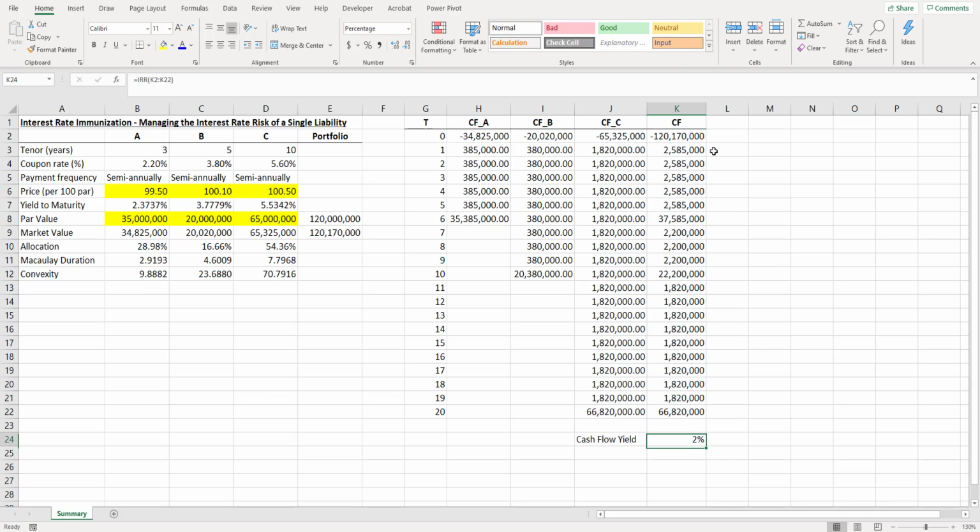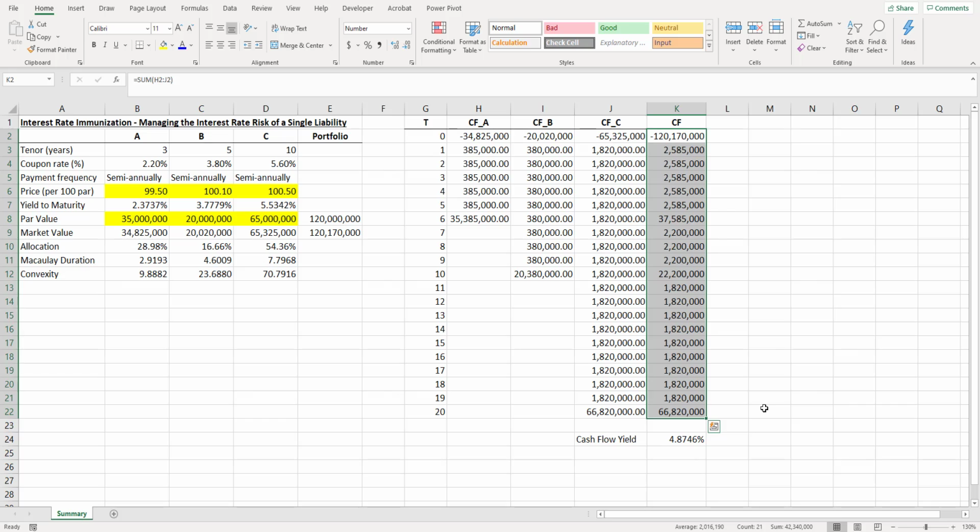So from this it's 2.4373%, but this is for half a year. This is per semi-annual period. If you want the annualized number, you have to multiply by 2. So that's 4.8746% per year based on the whole portfolio's cash flows.